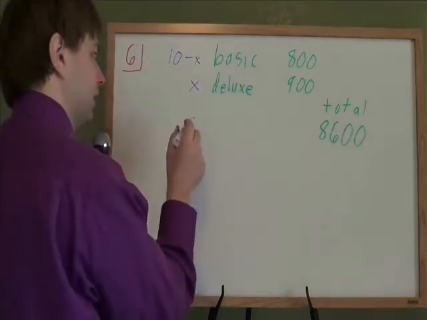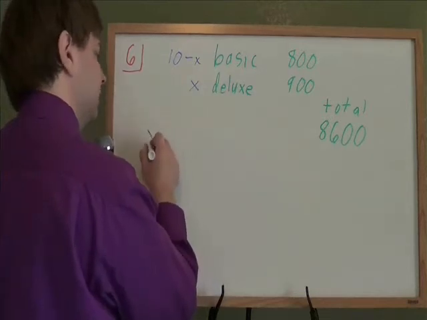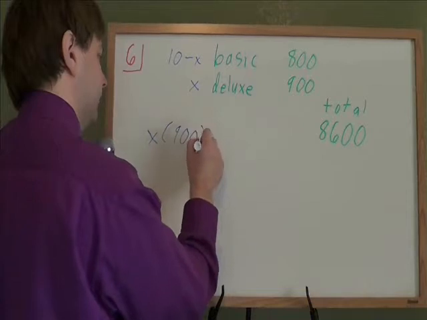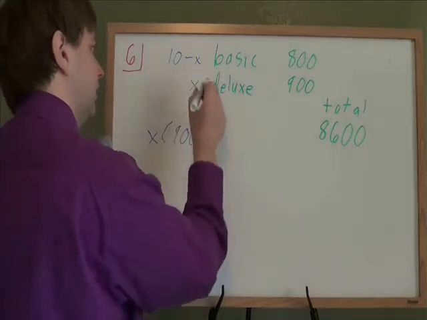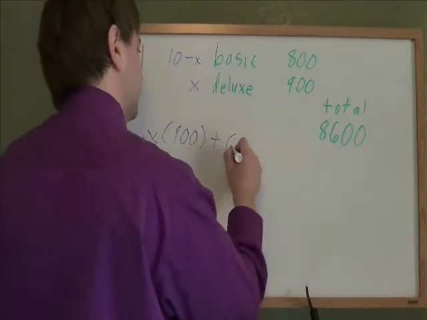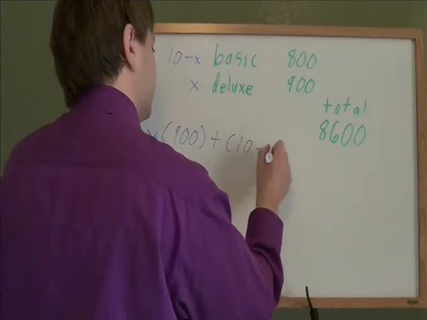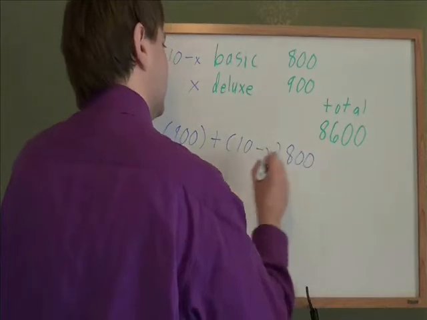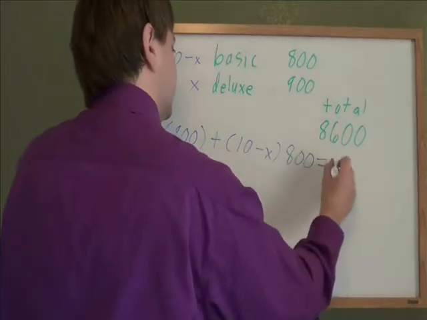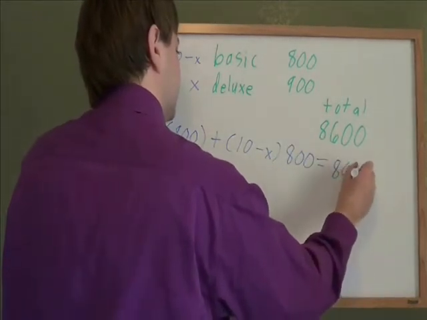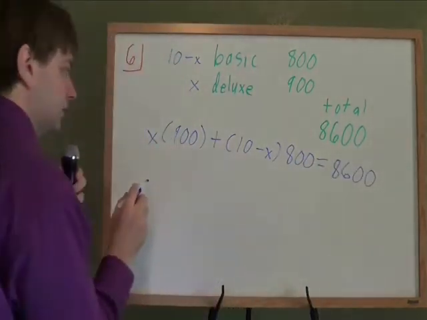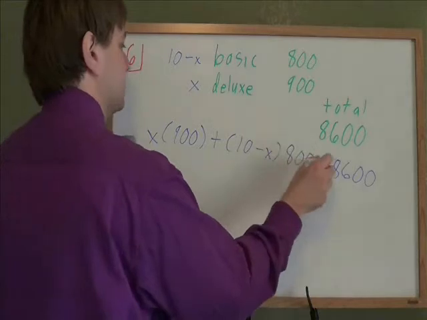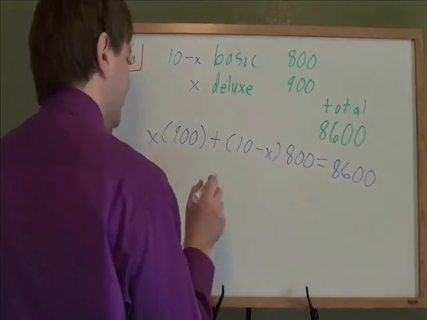And then let's make an equation out of that. So we have x deluxe apartments, and they each give us $900 in rent. And then we have how many? We have 10 minus x basic apartments. They each give us how much in rent? 800. And that needs to equal a total rent of 8,600. So that is our starting equation. Quantity times price plus quantity times price equals the total revenue we've got coming in.